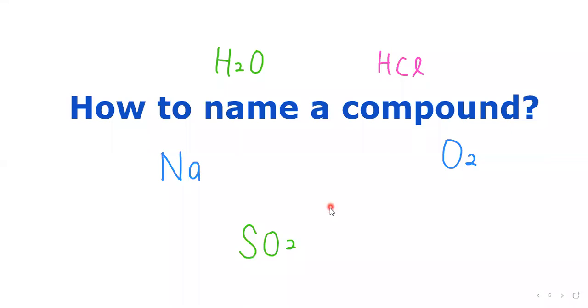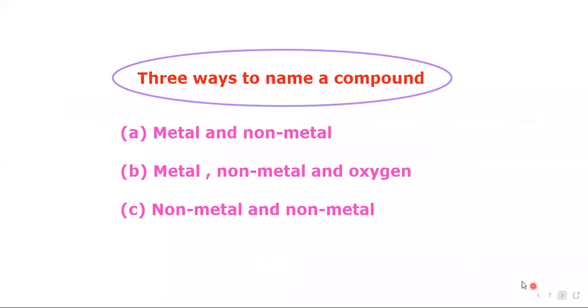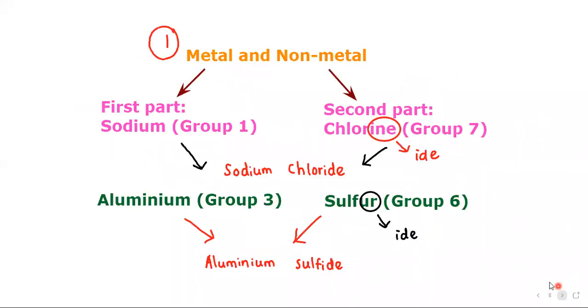Hello everyone. Today I'm going to teach you guys how to name a compound. Actually, there are three ways to name a compound: when there's a metal together with non-metals, when there's a metal together with non-metals and oxygen, and when there's non-metals together with non-metals. So let's see the first way, when there's a metal together with non-metals.